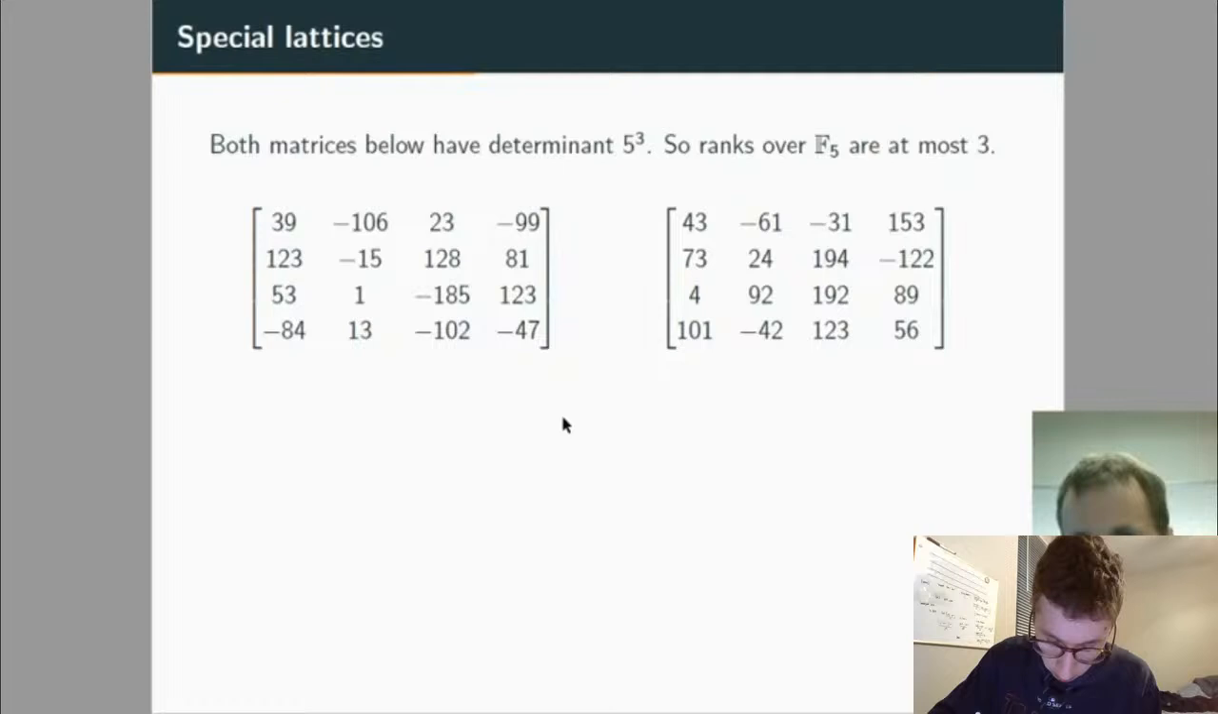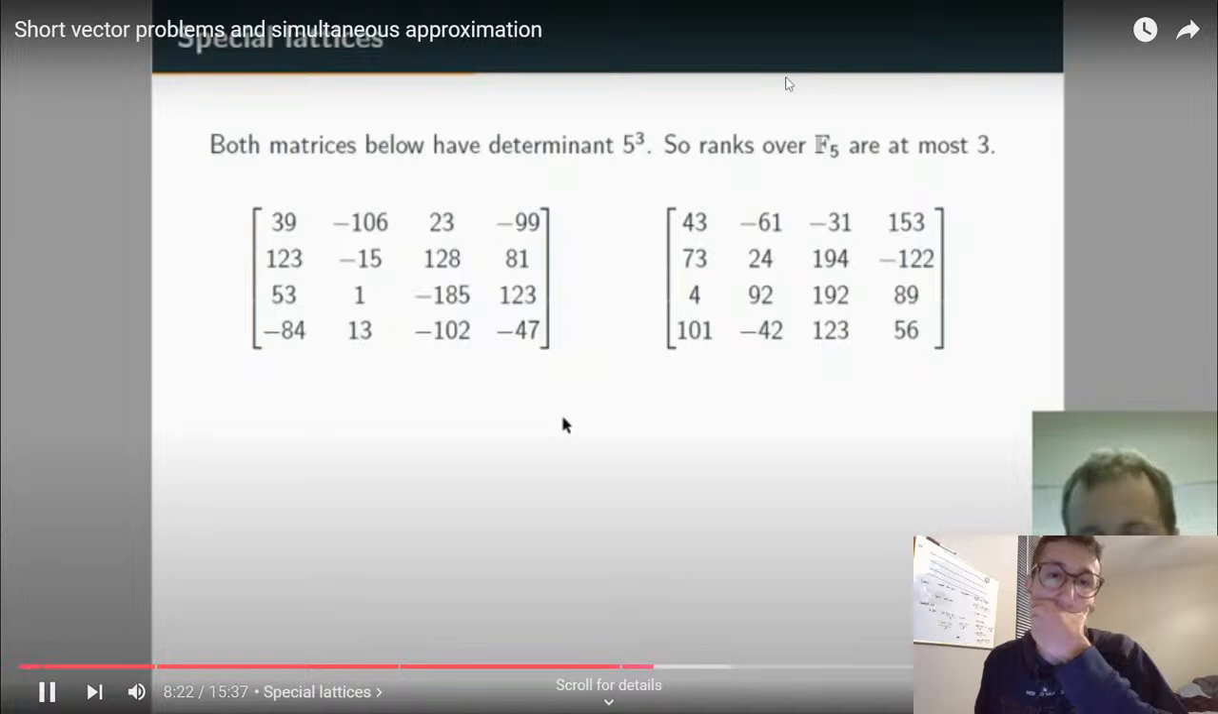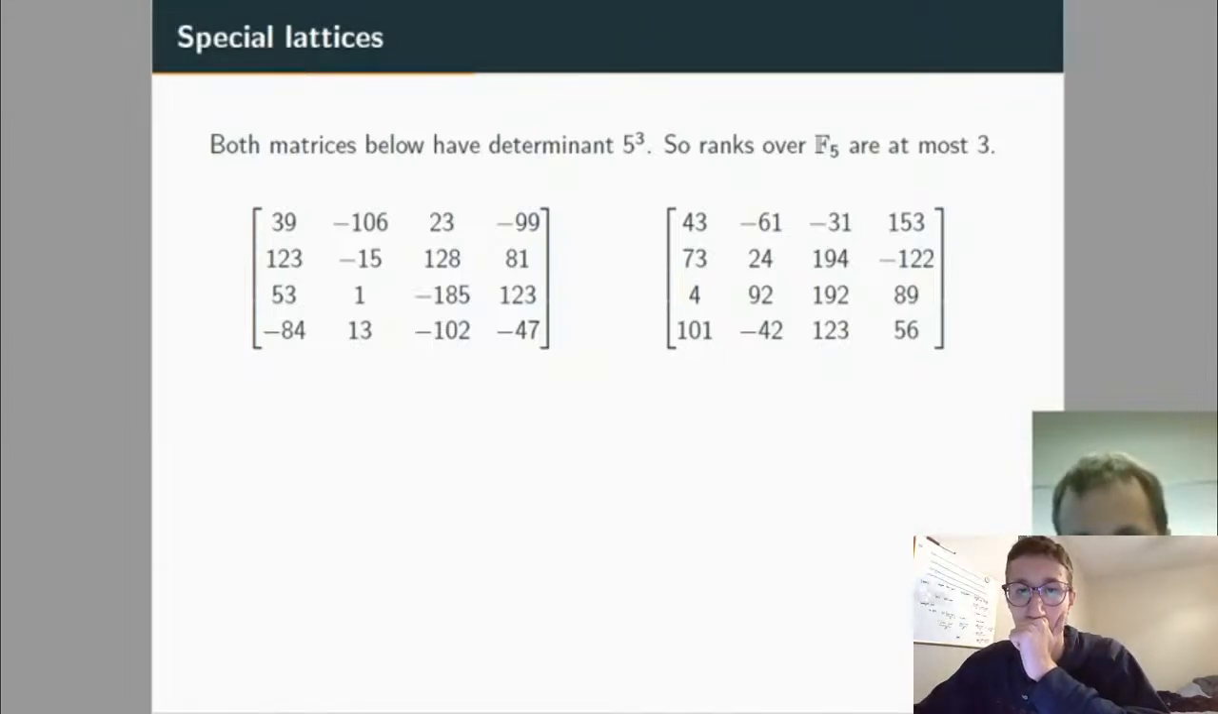The one on the left, actually, the first 3 rows were generated randomly, and then the last row I computed in order to give a determinant of 5 cubed. But since the first 3 rows are computed randomly, you might expect that just because the determinant of the whole matrix is 5 cubed, that doesn't mean that its 3 by 3 minors don't have full rank. And since they're computed randomly, they probably don't. And in this case, that's true.